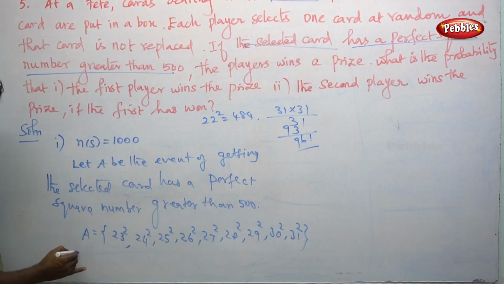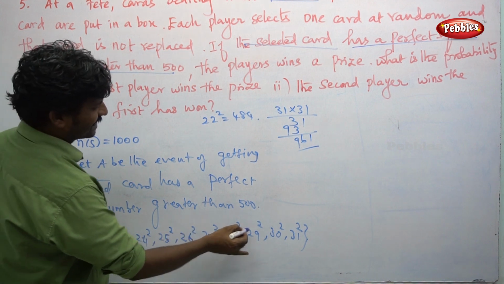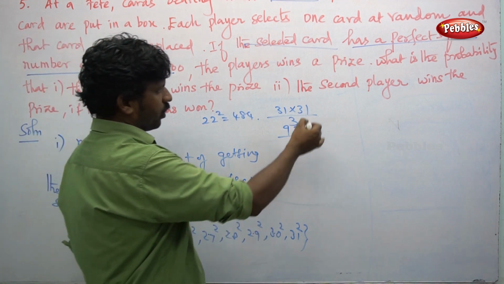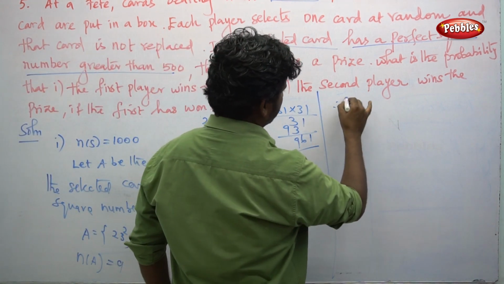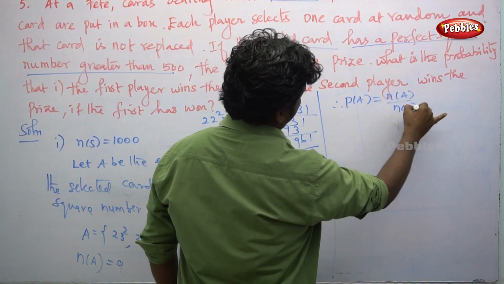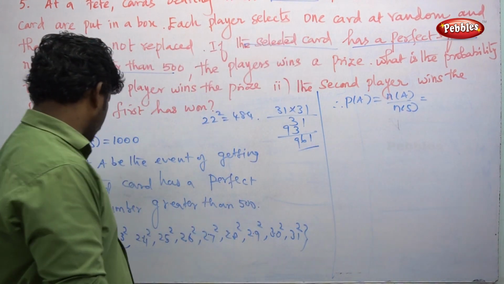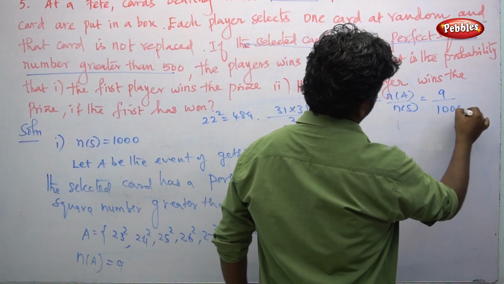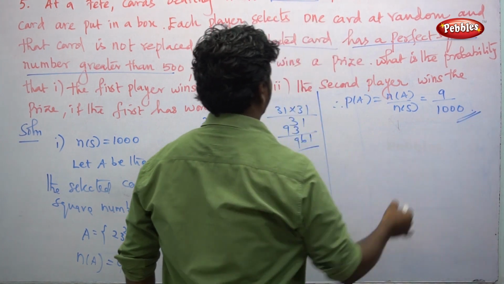So look here, N of A, how many elements here? 1, 2, 3, 4, 5, 6, 7, 8, 9. N of A is equal to 9. So now P of A is equal to, what is the formula? N of A by N of S. N of A is 9, right? N of S is 1000. This is the answer for the first point.